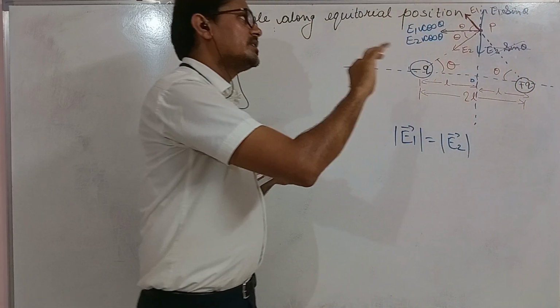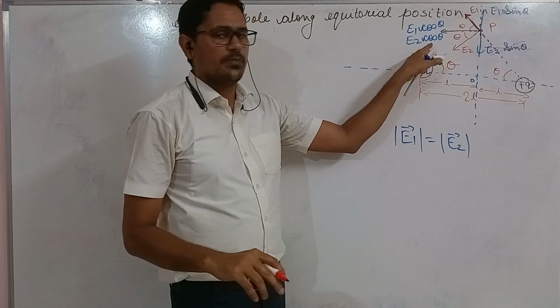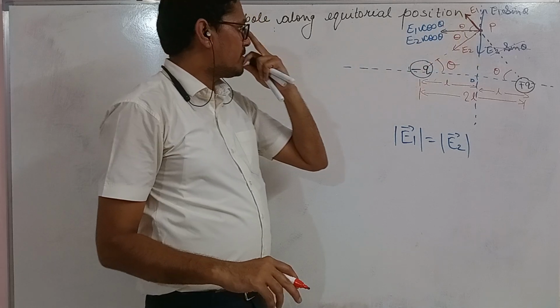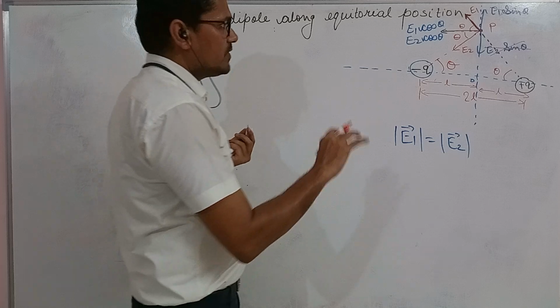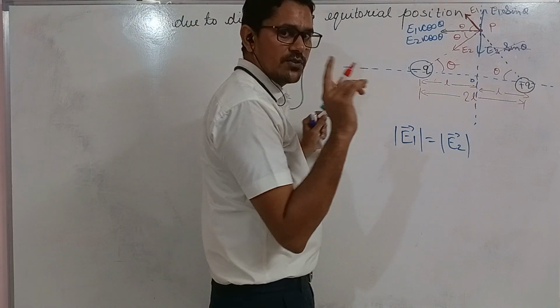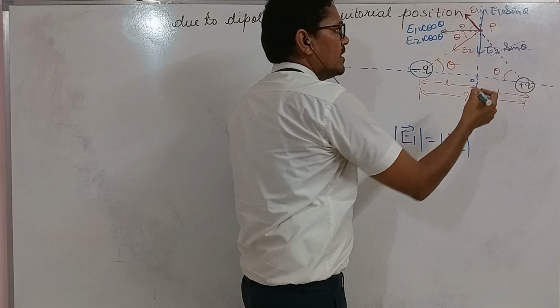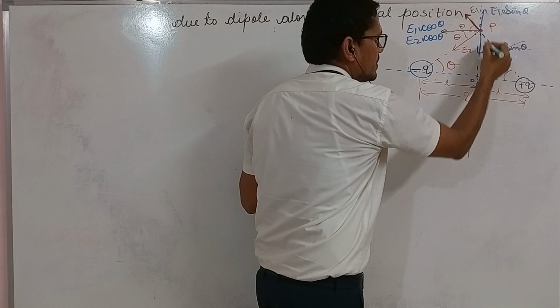Fine. Now whatever the net electric field is produced due to this dipole is because of the cos component, the horizontal component of these two electric fields. Let's see the E net. First of all, we need to find out E1 and E2. For finding E1 and E2, we must have this distance. So let us assume that the point P is situated at distance r from the origin.